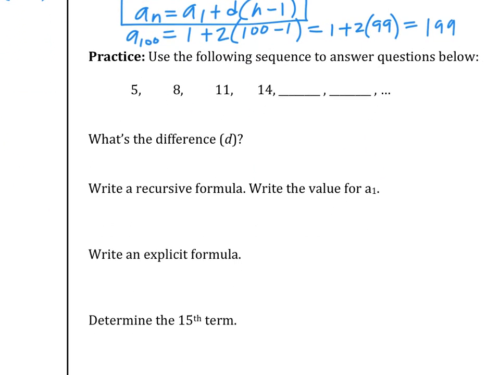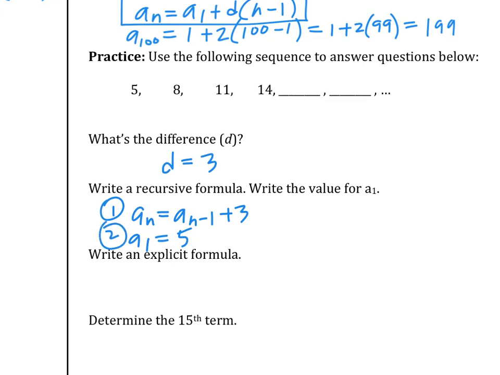5, 8, 11, 14. What is the common difference, or the number you use to get to the next number? 3. Write a recursive formula. a(n) is equal to what? Recursive formula. So if you forget, you can look at your cheat sheet. a(n) minus 1 plus 3. Yeah, a(n) minus 1 plus 3. That's the first part. The second part is a1 is 5. Okay, 2 parts to a recursive formula.